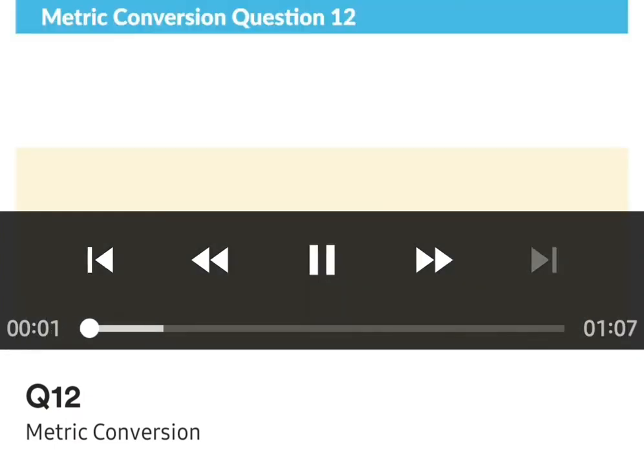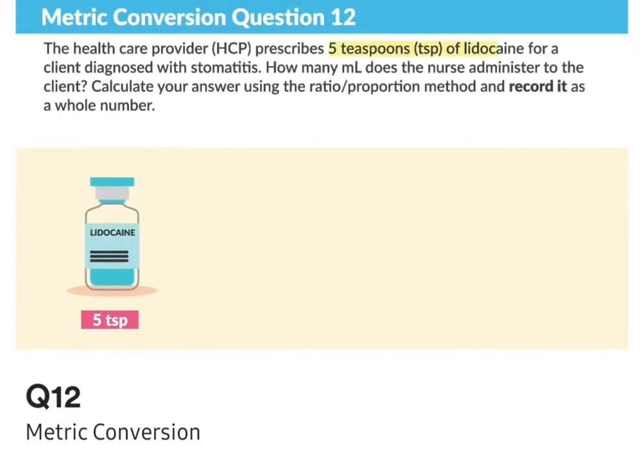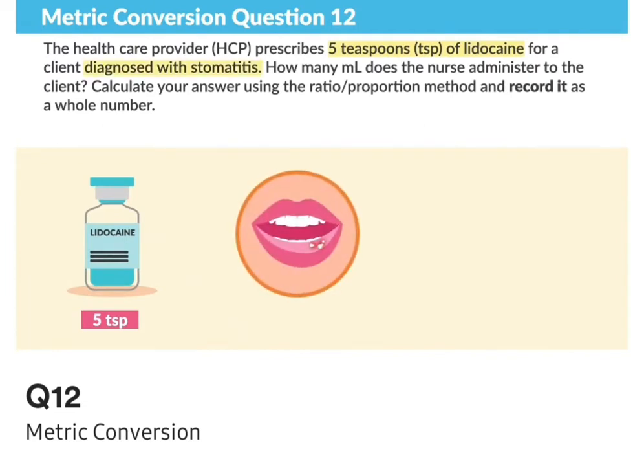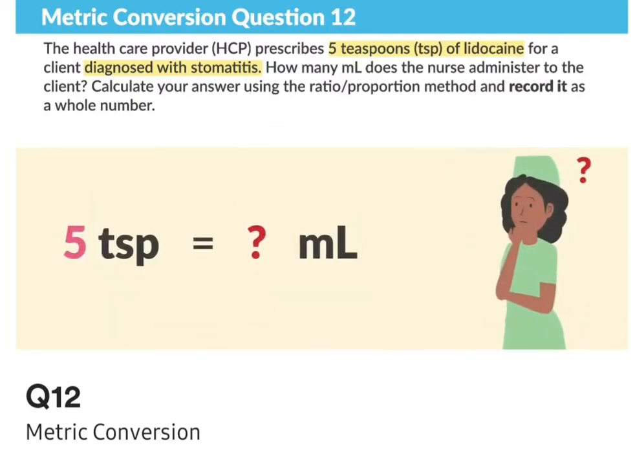Now for the next question. The provider prescribes 5 teaspoons of lidocaine for a client diagnosed with stomatitis. How many mLs does the nurse administer to the client? Now we're calculating using the ratio proportion method and record it as a whole number.